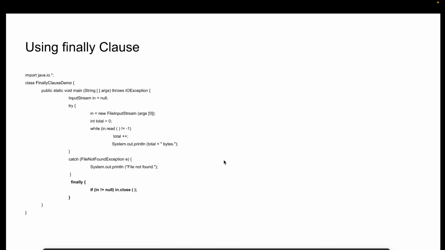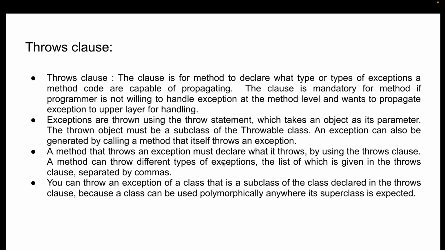Okay, so we'll see this throws clause now. There is another way of handling exceptions. This throws clause is for a method to declare what type or types of exceptions the method code is capable of propagating. This clause is mandatory for a method if the programmer is not willing to handle the exception at the method level and wants to propagate the exception to an upper layer for handling.